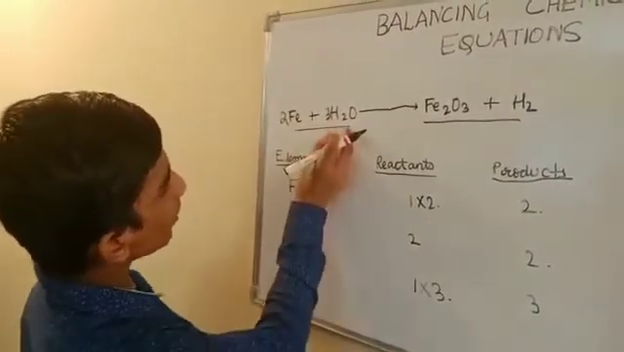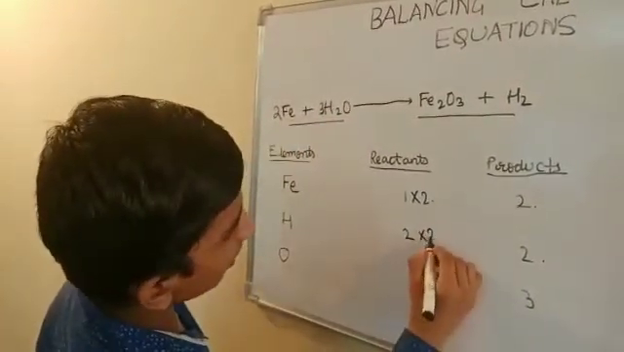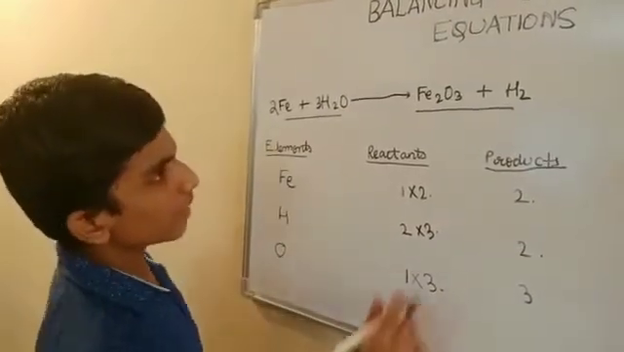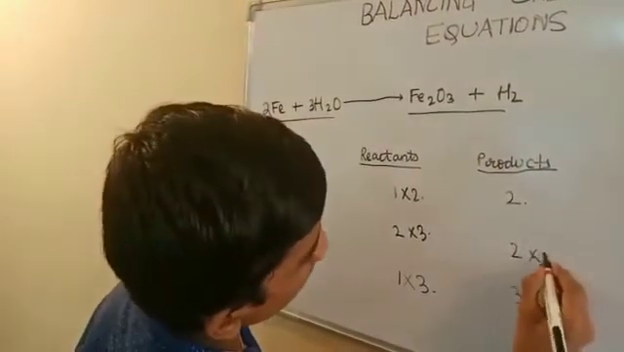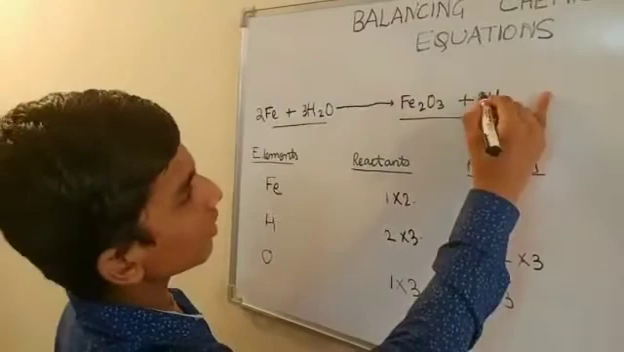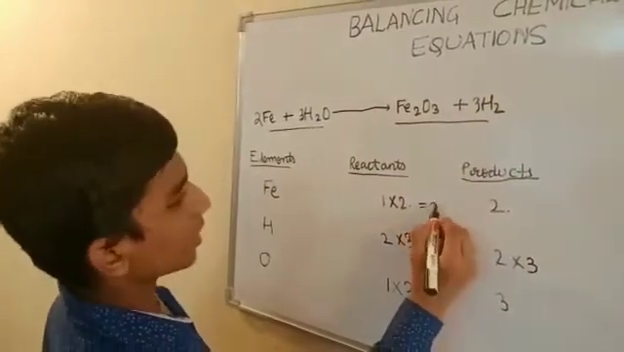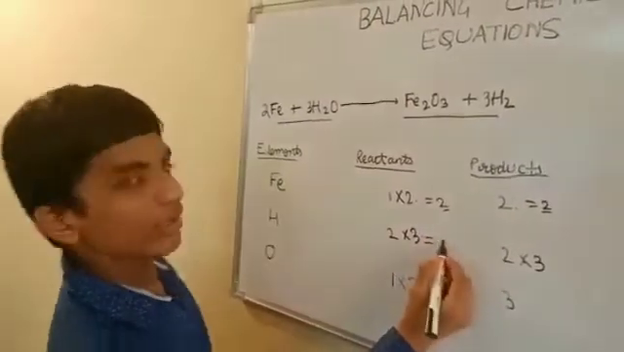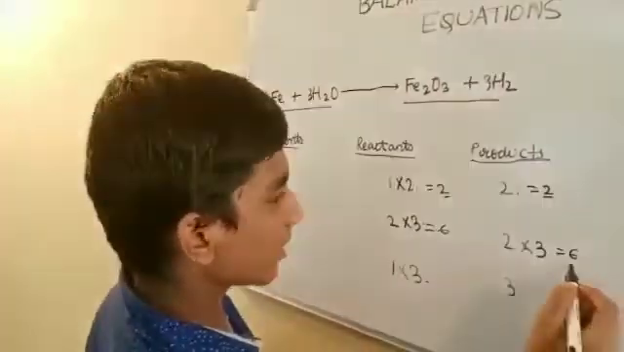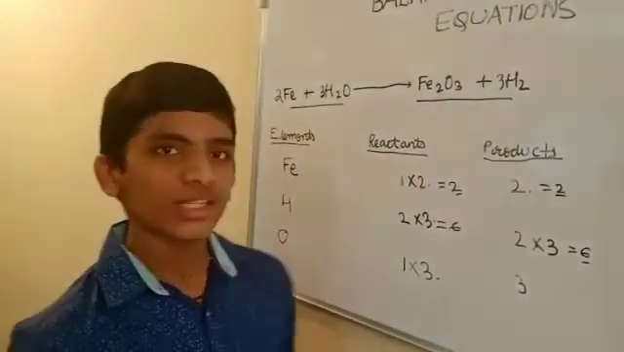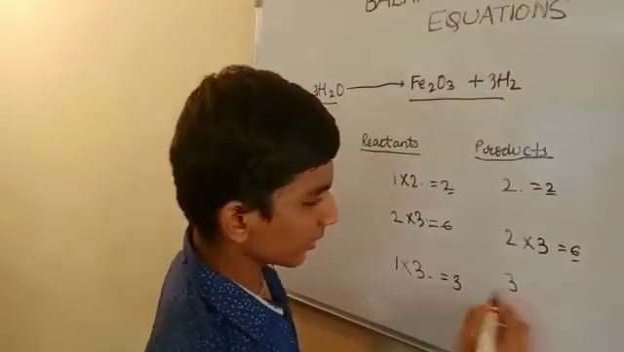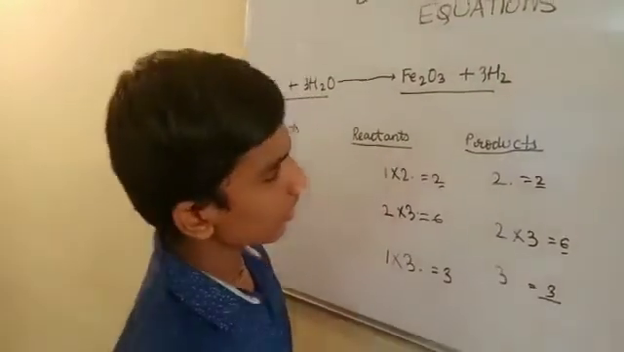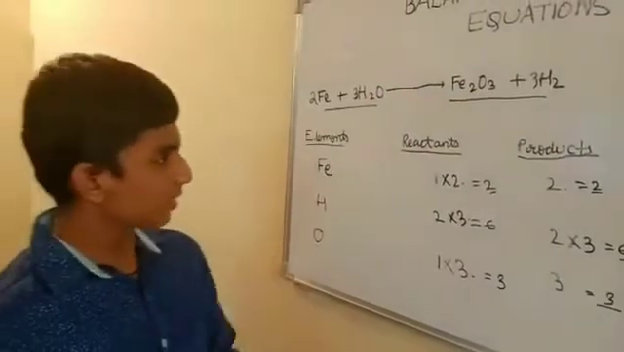But here hydrogen is getting 6 atoms on reactant side. So we also have to multiply hydrogen in product side by 3. Now, in reactant side and product side, for iron, 2 atoms, 2 atoms. For hydrogen, 6 atoms, 6 atoms. And for oxygen, 3 atoms and 3 atoms. Now, this is the balanced equation.